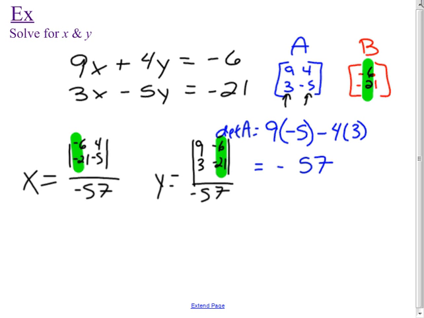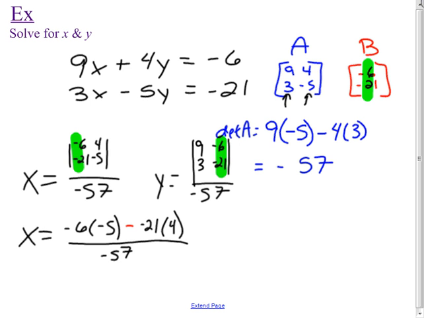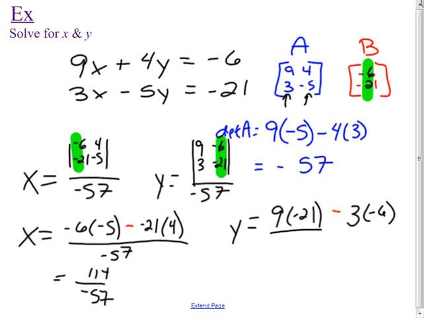Again, those are determinants on the top. So now I just have to do a 2 by 2 determinant. So for the first one, negative 6 times negative 5 minus negative 21 times 4, all over negative 57. So the top there, when I go through the calculation, I get 114 over negative 57. The y, I'll finish that in a minute.